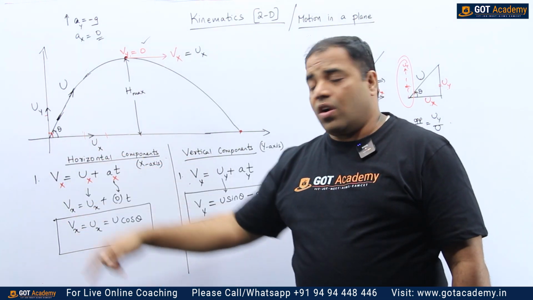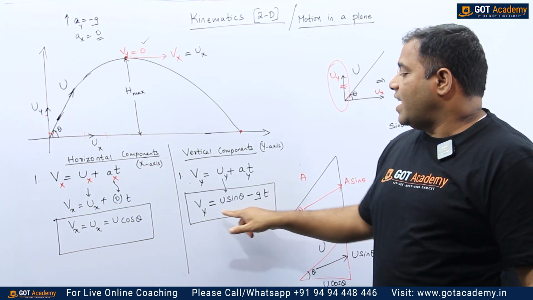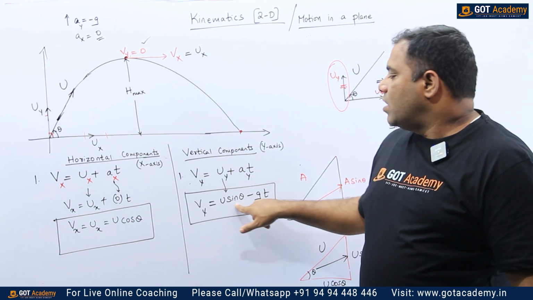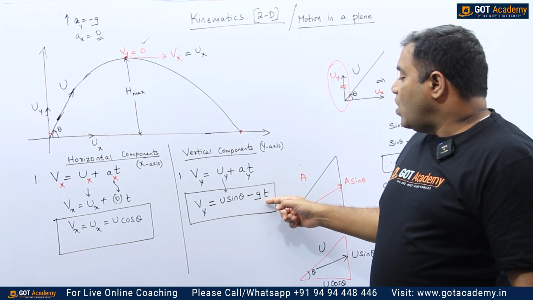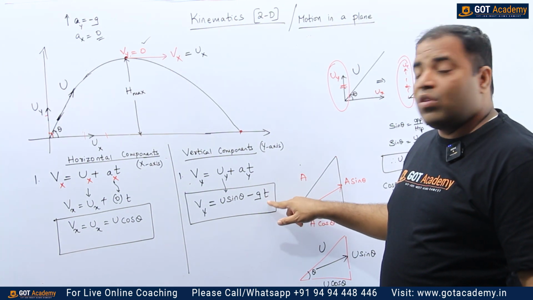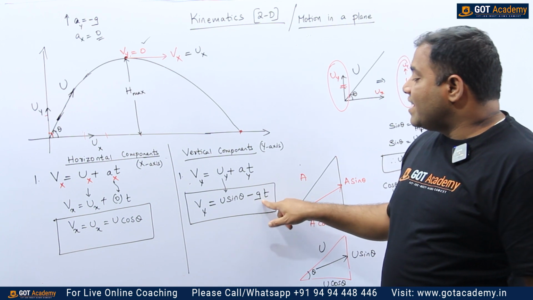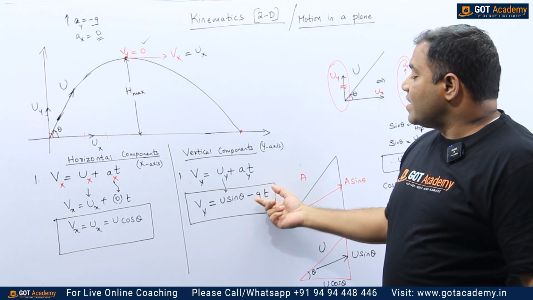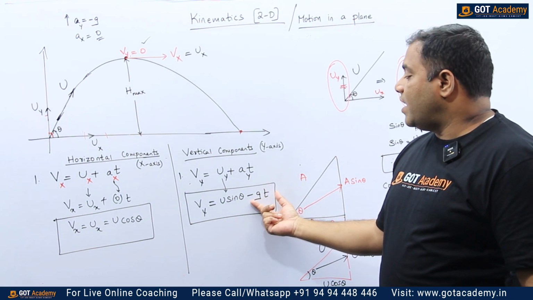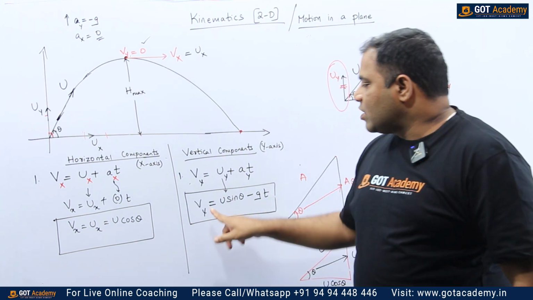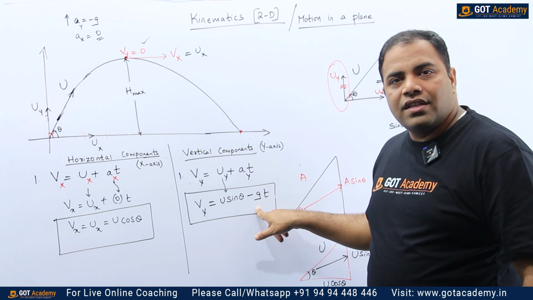Initially the time is 0, so let us take this t as 0. Then the answer for the y component of velocity is u sin theta. Slowly the time is increasing from 0 to 1 to 2, and 10 seconds and 20 seconds like that. Then this minus gt value will grow. Once this negative value is increasing, automatically the resultant value is decreasing. So is this component of velocity changing or not?